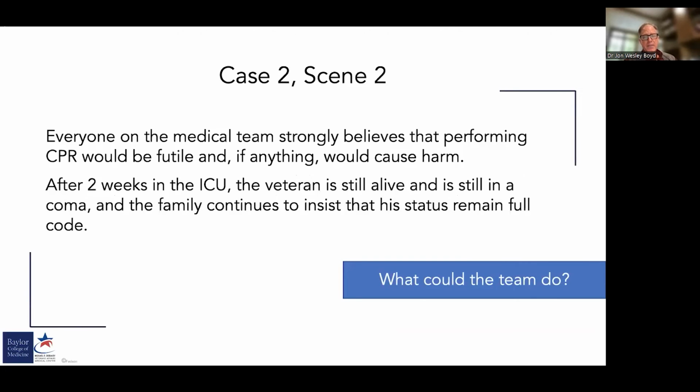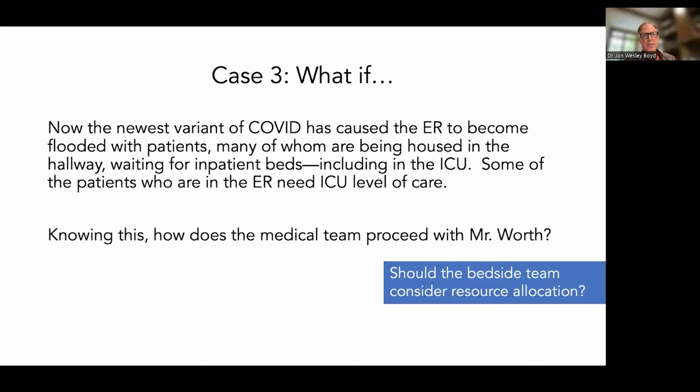So to make this case a little more complex, everyone on the medical team strongly believes that performing CPR would be futile, and if anything, would cause harm for the reasons I was just saying. After 2 weeks in the intensive care unit, the person is still alive, still in a coma, and the family still wants him to remain full code, which means to perform CPR and intubate him if necessary, should his heart stop beating. So the teams get really anxious in these kinds of situations.